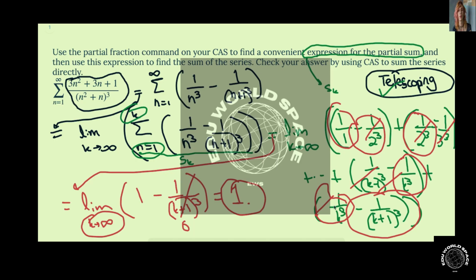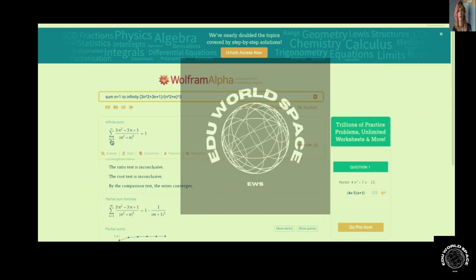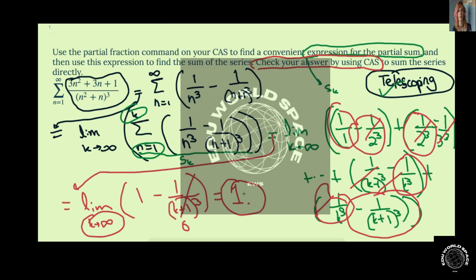So before we log off, the second part of the question is to go ahead and check your answer using a computer algebra system. So here in the third window, I've taken the sum from 1 to infinity, and the sum is also 1. So our computer algebra system agrees with our sum because we're both getting 1. So that's our final answer.